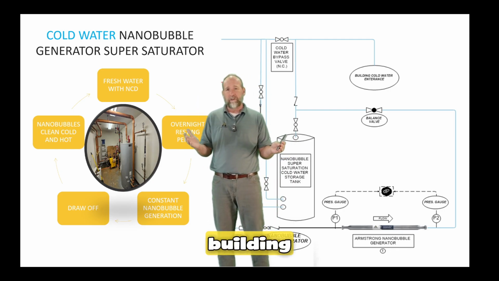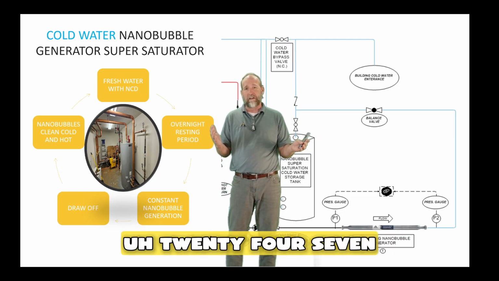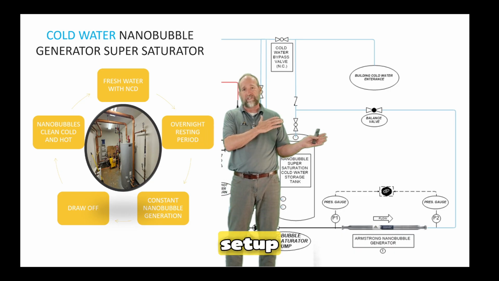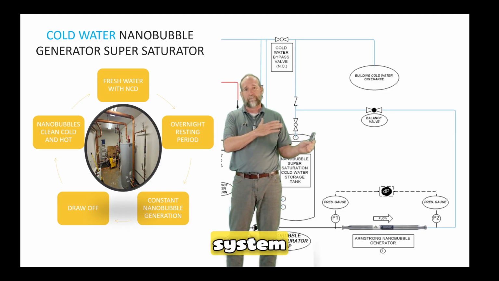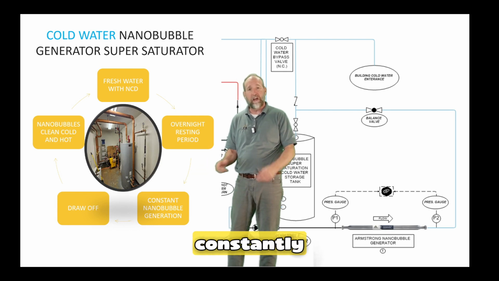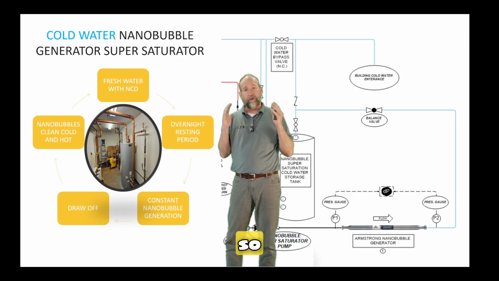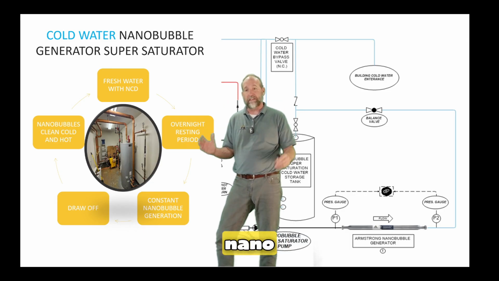So as long as your building or your system that you want to apply this to isn't running in a high demand 24/7, this is a great setup to get nanobubbles into your system, okay? This system does generate nanobubbles constantly. All of our systems do because they all run on continuous circulation. So as long as this system is on, it's making nanobubbles.